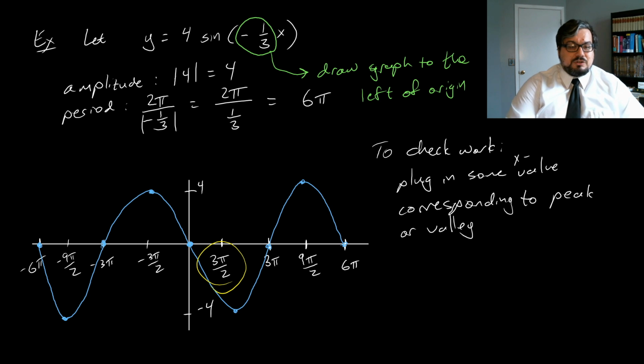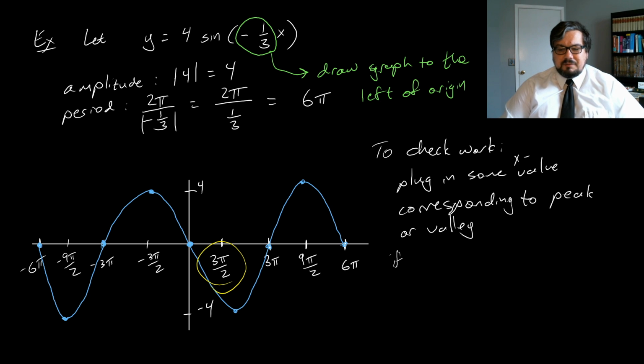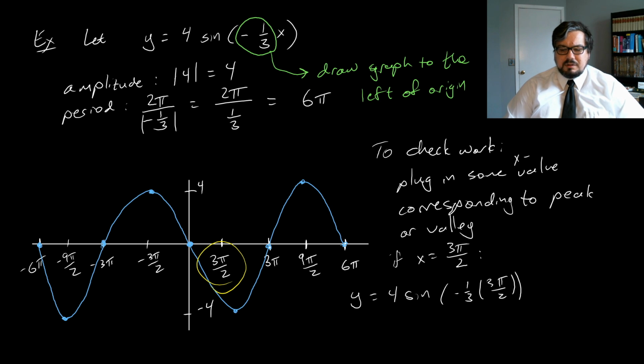I am arbitrarily going to choose 3 pi over 2, and I want to make sure that when I plug 3 pi over 2 into my original function, I should get -4 out of it, because that's what my graph suggests should happen. So if x is equal to 3 pi over 2, then y is 4 sine of -1/3 times 3 pi over 2, which is 4 times sine of, now -1/3 times 3 pi over 2 gives -pi over 2. So now I want to ask, okay, well, what's sine of -pi over 2?